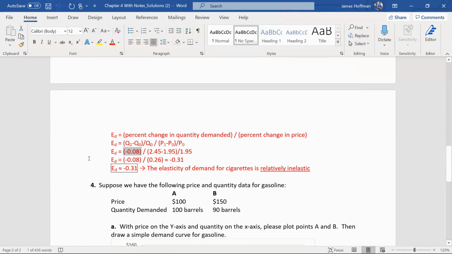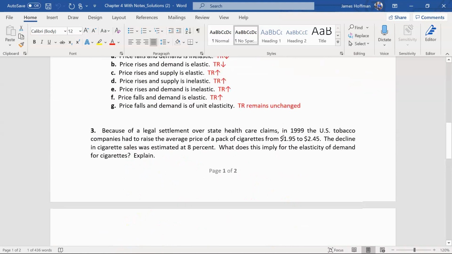But we do need to calculate the change in price based on the price going up and what the change is. So here's the price information. Okay, so the price goes up from 1.95 to 2.45 per pack. And so that means the old price P0 is 1.95, the new price P1 is 2.45, right? And so just plug those into the equation, and we've almost got our elasticity calculation. So go back down here.